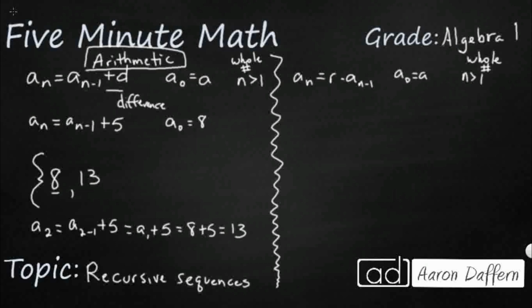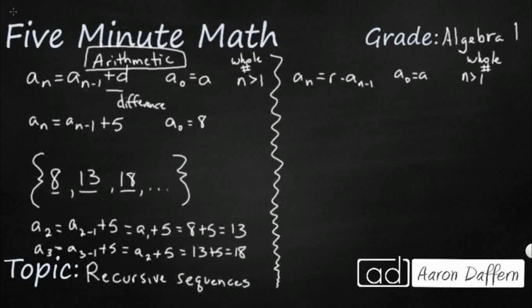I could do a of 3. That's going to equal a of n minus 1, so a of 3 minus 1 plus 5. That equals a of 2 plus 5, which a of 2 was 13, my second number of my sequence, plus 5, so that's going to equal 18. Now, we can go on and on and on, but hopefully you see the pattern here. We're just adding 5 each time, but this is how we can evaluate it with the nth term.